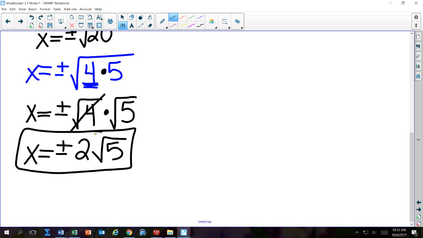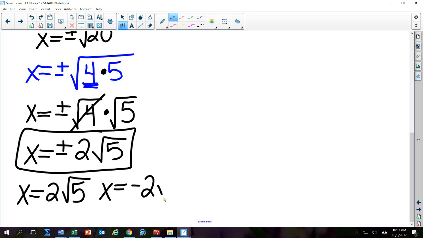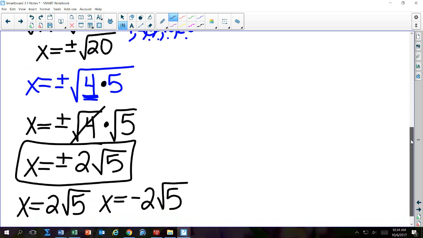Okay? How many solutions is this? 2. The plus or minus gives you 2 solutions. A positive 2 radical 5 and a negative 2 radical 5. Okay, so if I were to ask you how many solutions, you would say 2. Any questions on that first one?